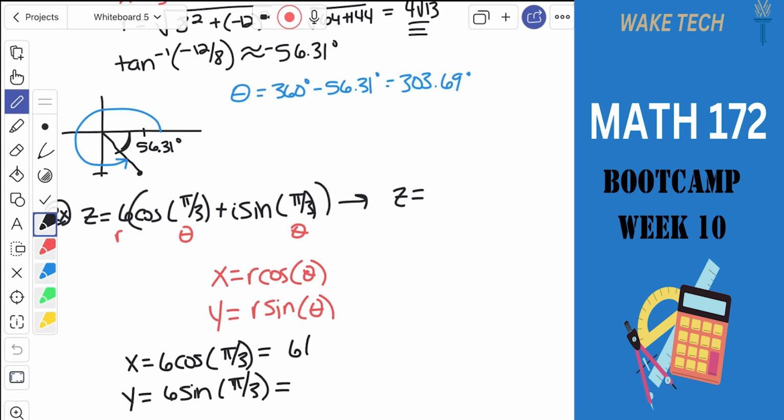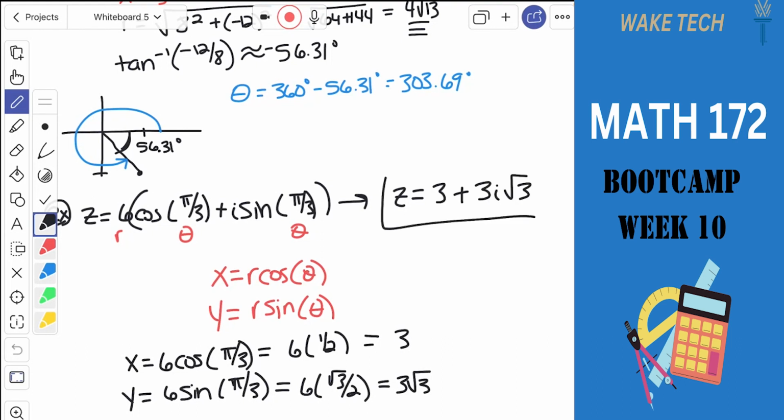Cosine at pi over 3 is a half. Sine at pi over 3 is the square root of 3 over 2. And so for our x value and our y value, 6 times a half is 3. 6 times the square root of 3 over 2 is 3 times the square root of 3. So to convert from polar form to rectangular form, we've got the x and y now. We just need to write it 3 plus 3i times the square root of 3.